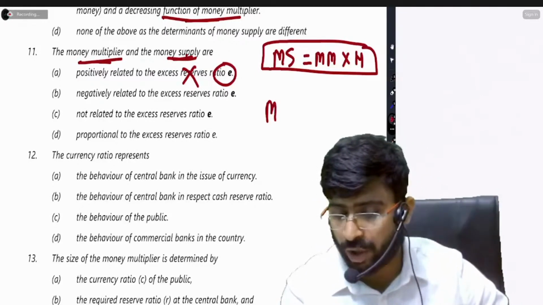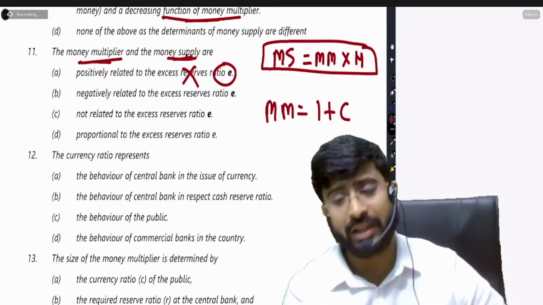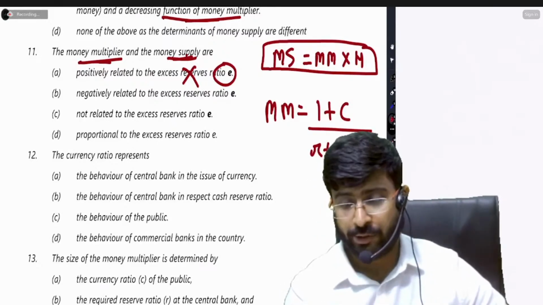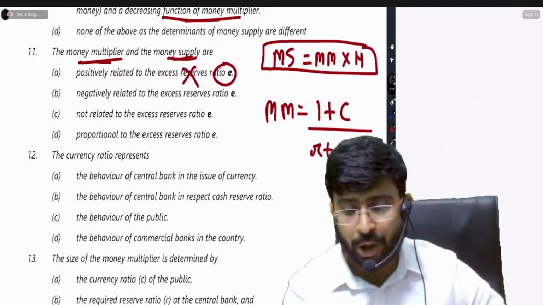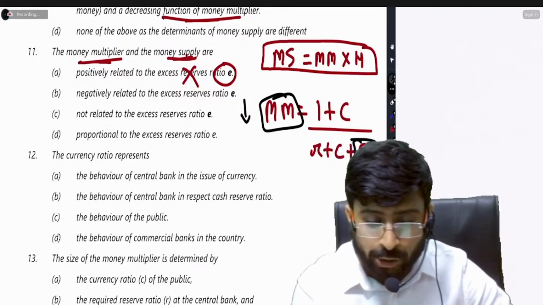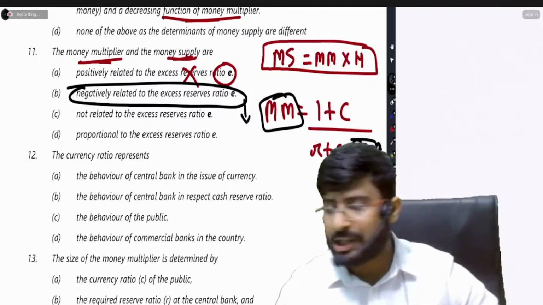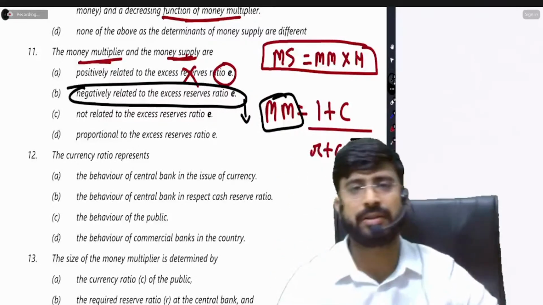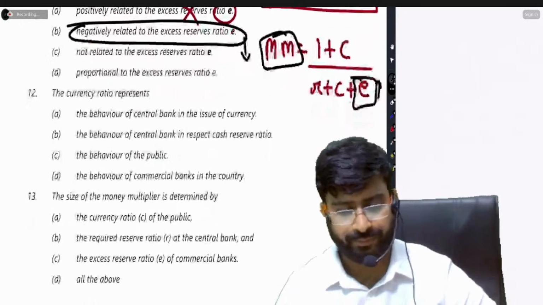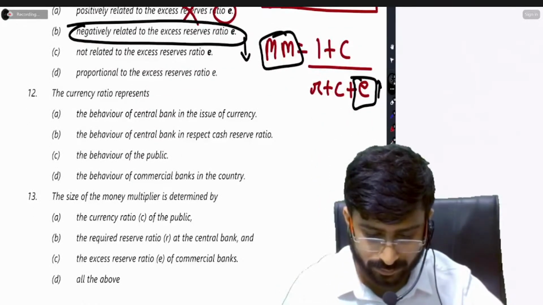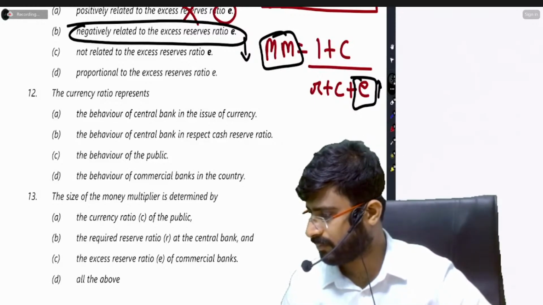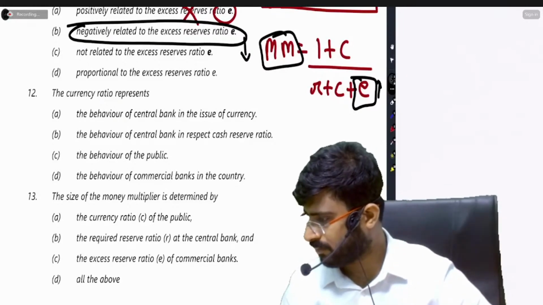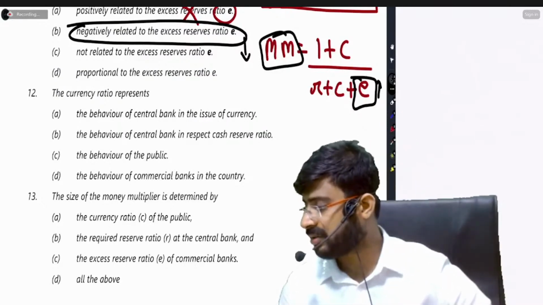If you remember the formula, what is the money multiplier equal to? 1 plus C by R plus C plus E. So E is in the denominator. तो नीचे वाला अगर बढ़ेगा तो ऊपर वाला गिरेगा ना. So they are negatively or inversely related to excess reserve. Understood, not understood? Yes or no? Basic sense is needed. Everybody confirm. Is this clear so far? Very good.